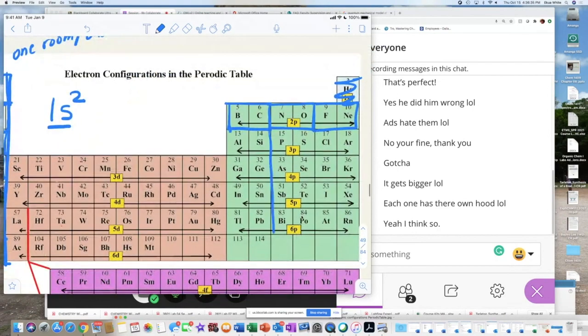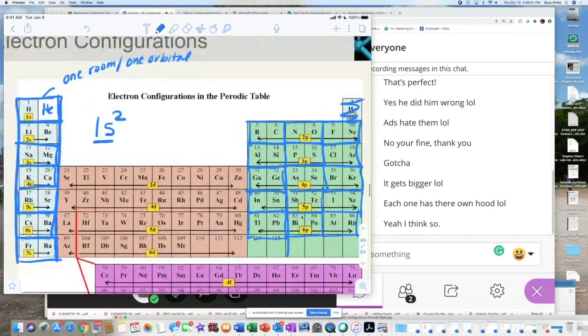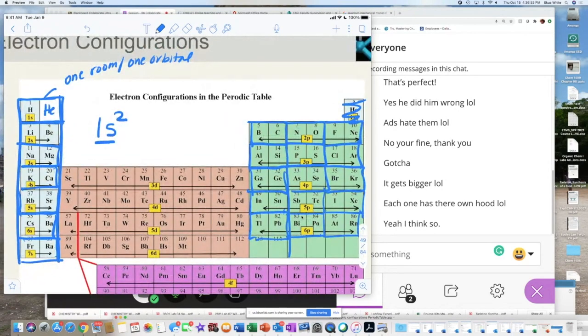Going down here, same thing. These 2 room together, they room together, they room together. So I'm going to show you this so you can see how it works. Just go down the group and group them in 2s. In the D block, same thing. These 2 room together, they room together, and so on.